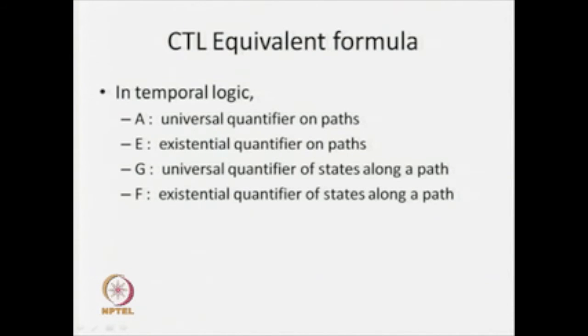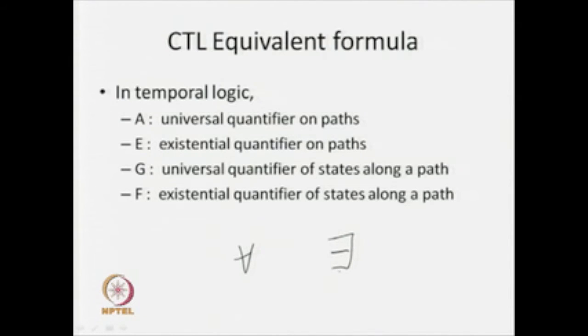Now you just see that here we are having two quantifiers, A and E, which are basically across paths, and F and G, which are basically states along a path. Again, you can see that we have the for-all quantifier in predicate logic, and the there-exists quantifier in our predicate logic, and we know that they have some relationship. With negation we are going to get the other.